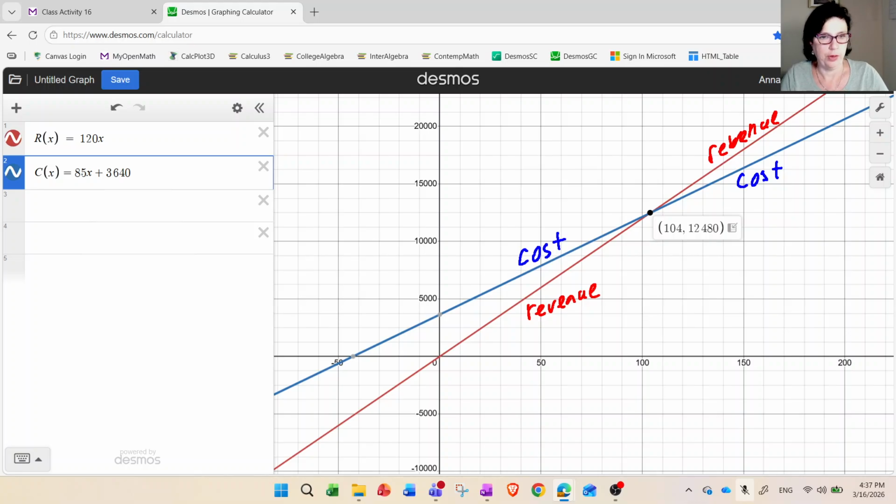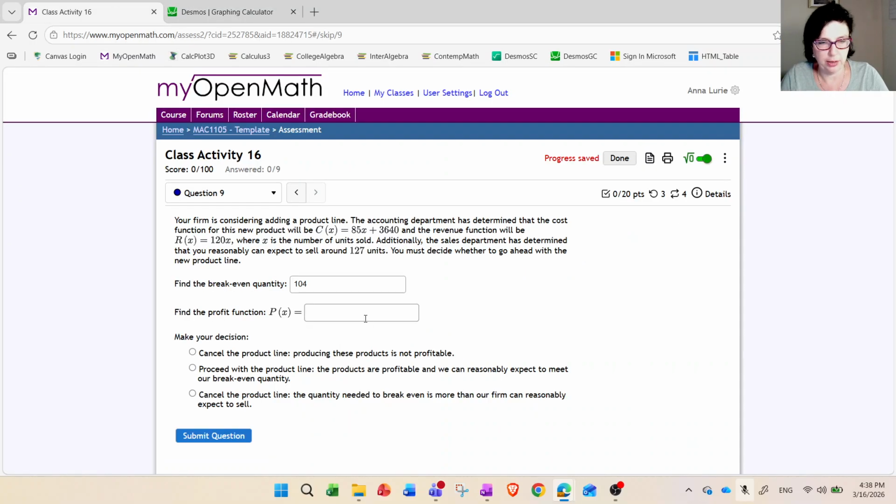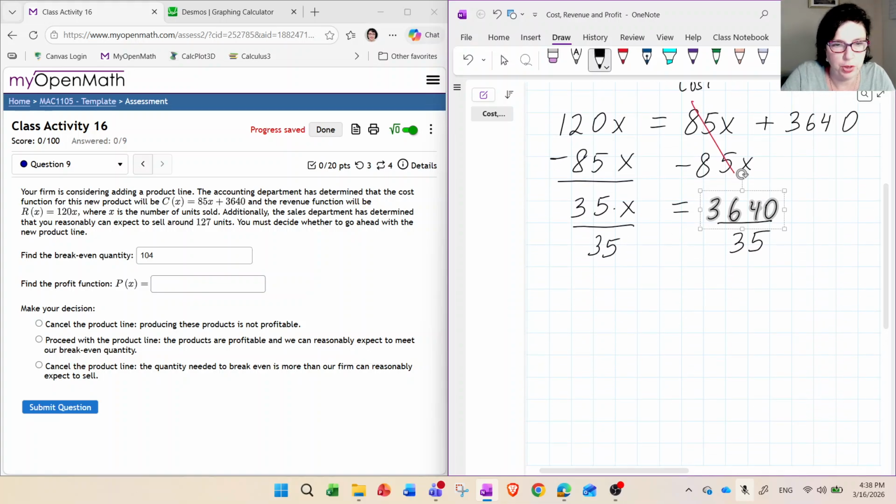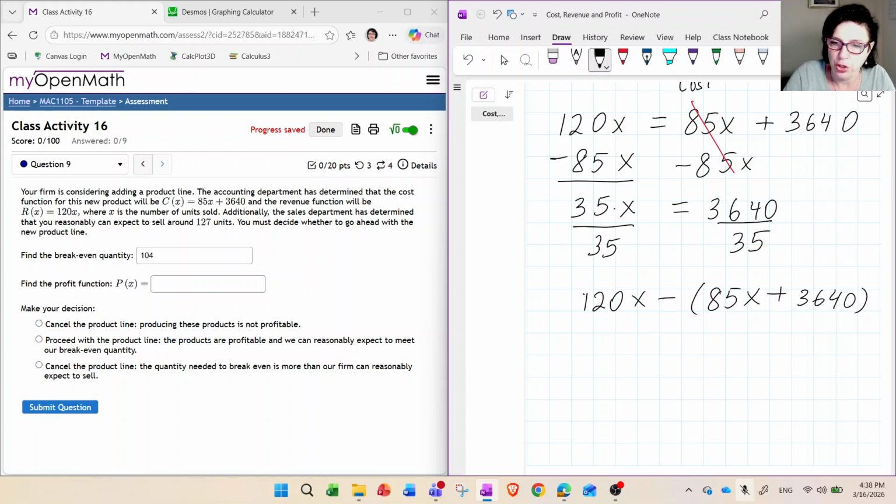Okay. All right. So let's take a look at the last part. This one just says profit function. The way to find profit is take the revenue and subtract the cost. So you're going to have to take revenue, which is 120X, and then you subtract the cost function. But what's important is when you subtract, you need to put it in parentheses.